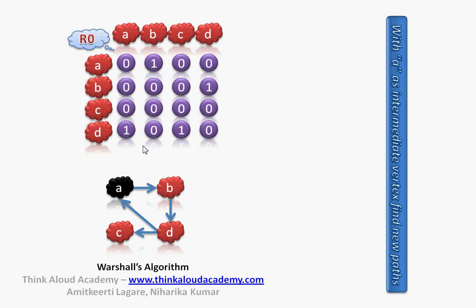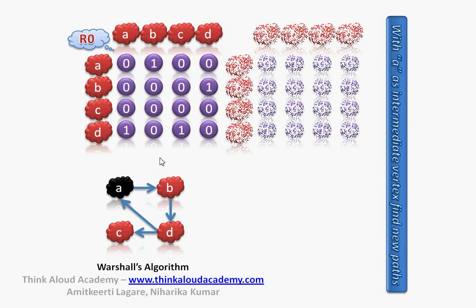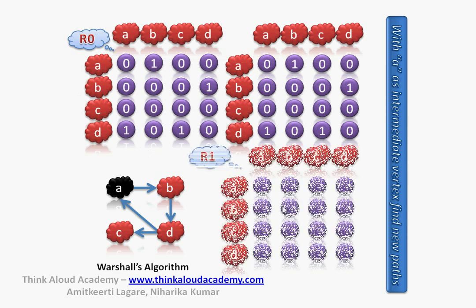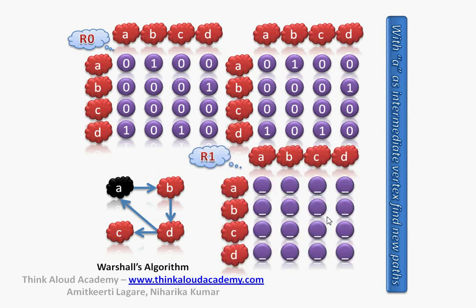Anyway, let's see that. So R0 is my adjacency matrix from which I start, and in order to get the answer, I'll take one more copy of R0, the same copy, and this will be my R1 where I will store my answer. That is ANDing of values, and my answer should be stored here. So let's see, can I find new paths with A as intermediate vertex? First I'll start with AA. Can I go from A to A via A?